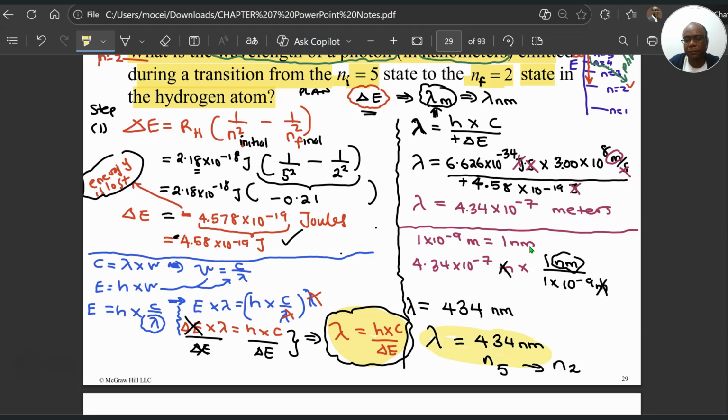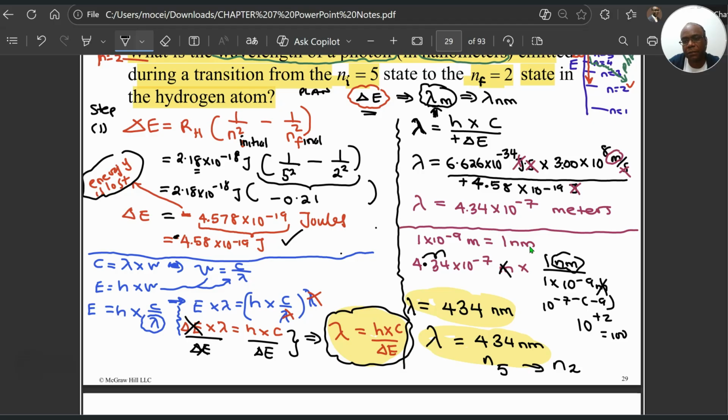That will be the answer. The wavelength will be 434. I know I don't need a calculator here, because if you say 10 to the minus 7 divided by 10 to the minus 9, when you're dividing powers, it's like you're subtracting them. So it's just like saying minus 7 minus minus 9. That is just 10 to the power 2. So if you take 4.34 and multiply by 10 to the power 2, which is 100, you're going 2 steps, 1, 2. I don't need a calculator. The answer will be 434. So that's the answer.